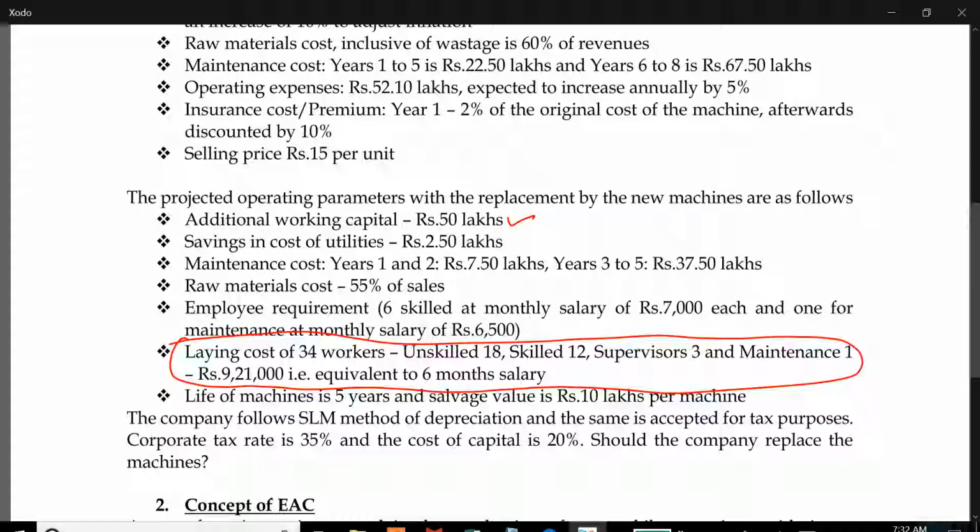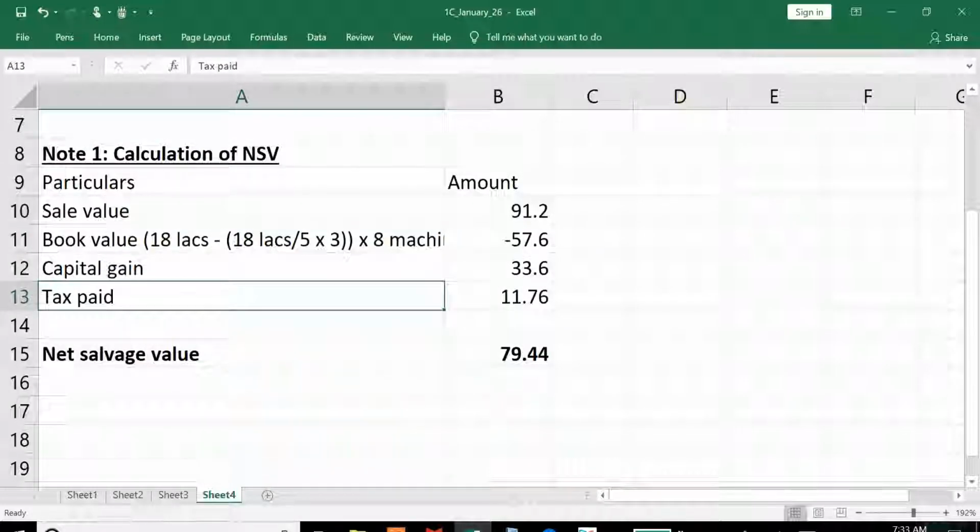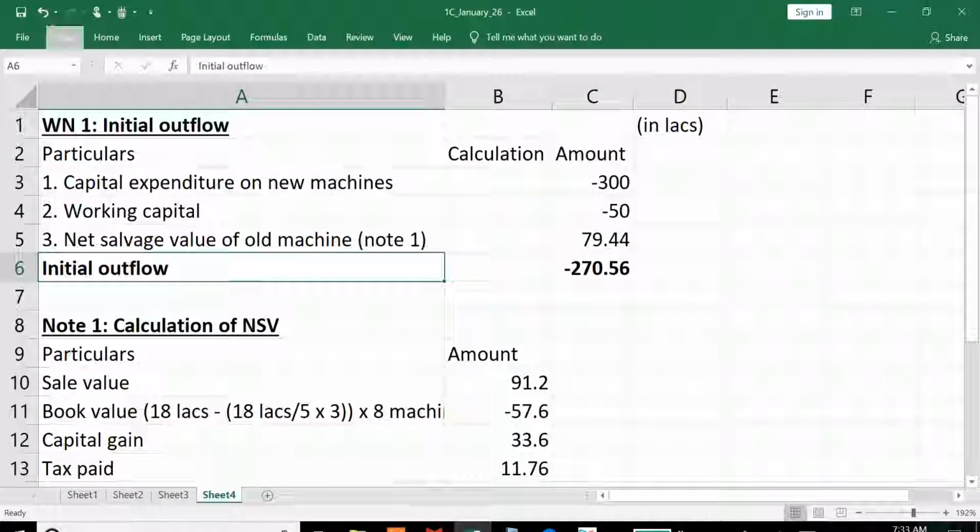Laying off cost of 34 workers, unskilled, skilled, supervisor, 9,21,000, equivalent to 6 months salary. That is, when I am going to bring the new machines, the requirement of people comes down. Once the requirement of people comes down, I will have to tell them to quit the company. When I am telling them to quit, I have to pay this 9,21,000. There is a cost to be paid because I am telling them, boss, I have bought an automated machine and we don't need your service now. So this is also part of my initial outflow. Sorry about it. You will have to capture this.